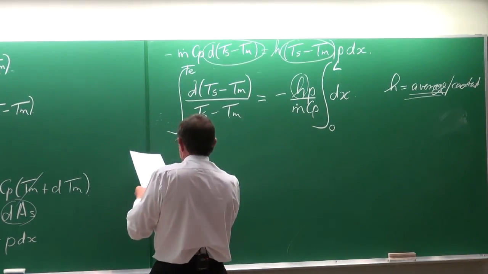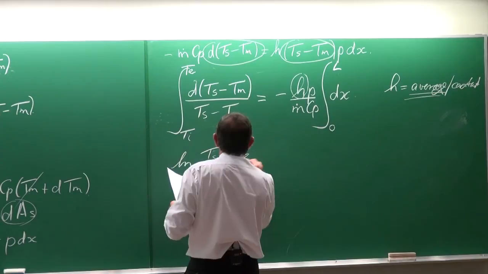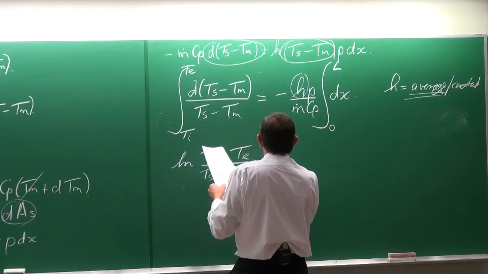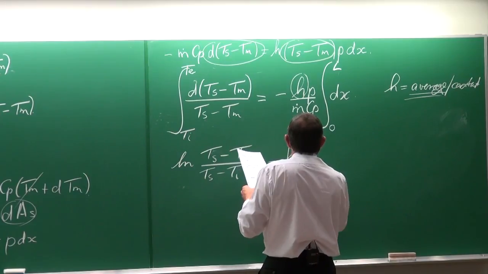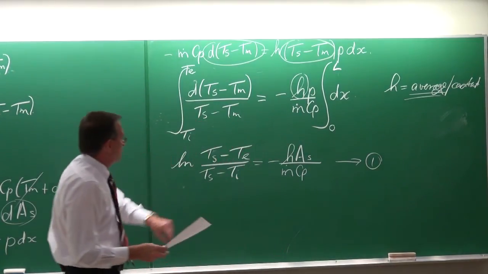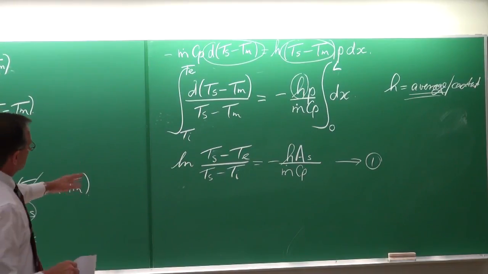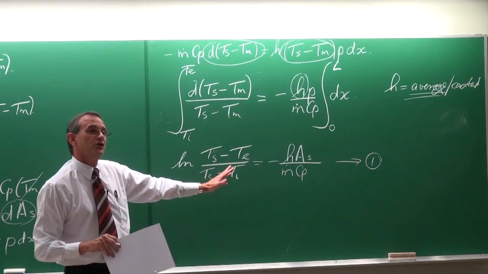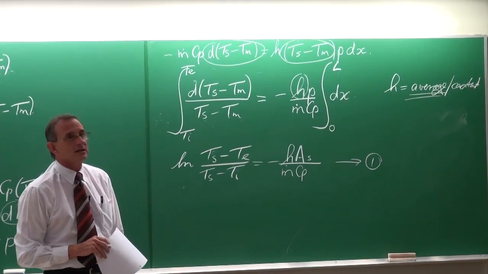So if you do this integration, you end up with the ln of (Ts minus Te) divided by (Ts minus Ti) is equal to minus the heat transfer coefficient multiplied by the surface area divided by the mass flow rate and the Cp. We're going to call this equation 1 because we're going to use it in the next lecture. So I'm not finished, I still need to go through this, but do you follow up to here? If that's the case, then ladies and gentlemen, thank you very much, and that's the end of the lecture.